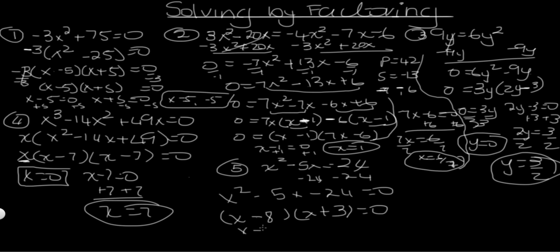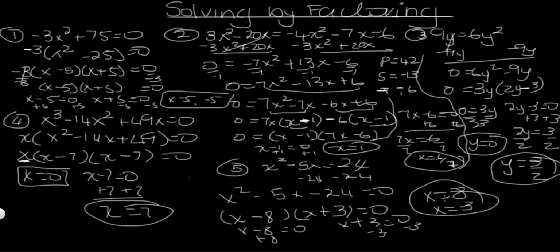So then just solve them. Split them up. So here you're going to add 8. Here you're going to subtract 3 on both sides. So you will get x equals 8 and x equals negative 3. That is how you solve quadratic equations by factoring.